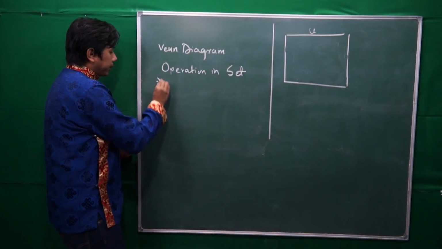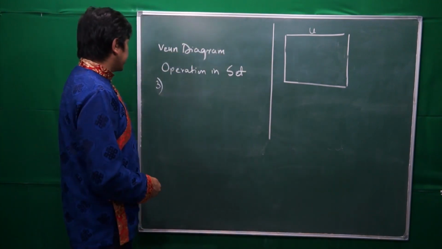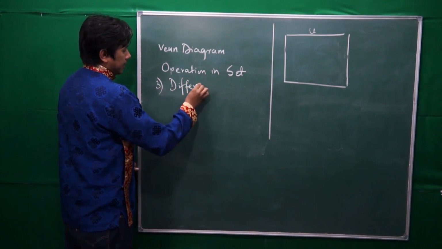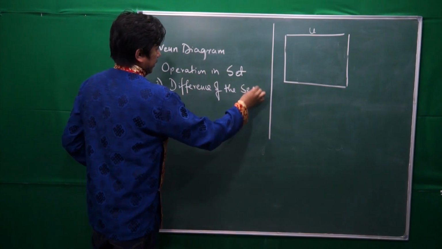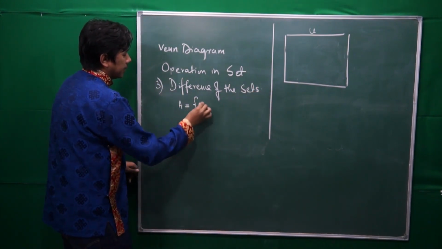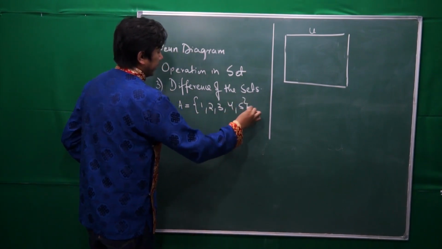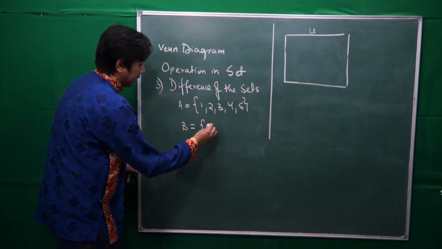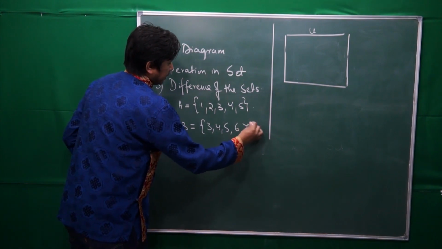Now for the third operation is known as difference between sets. Difference of the sets. So let's say set A has certain elements 1, 2, 3, 4, 5, and then set B has few elements, let's say 3, 4, 5, 6, 7.